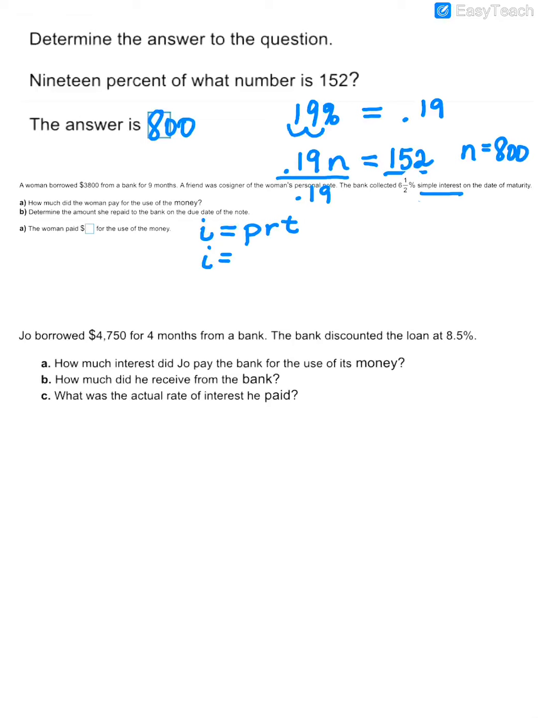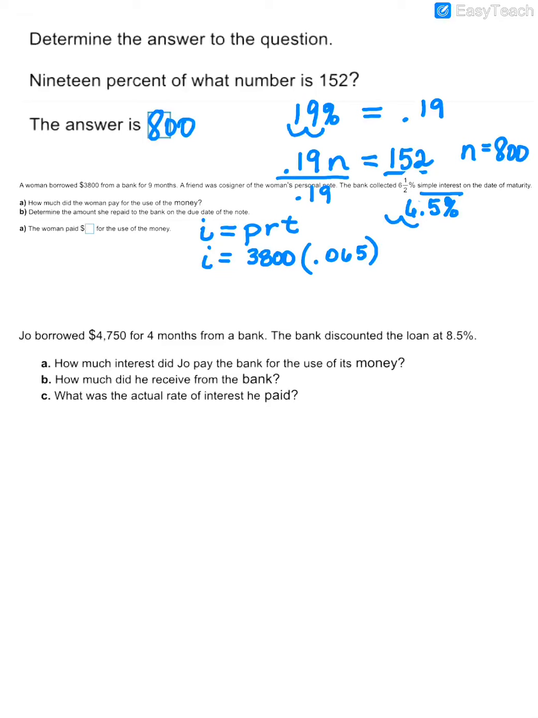So in this case, to calculate how much she would have to pay in interest for the use of the money, we're going to take the $3,800 that she borrowed. Her interest rate was 6.5%. So again, remember, drop the percentage and move your decimal 2 places to the left, so that becomes 0.065. And then it says that she borrowed it for 9 months.